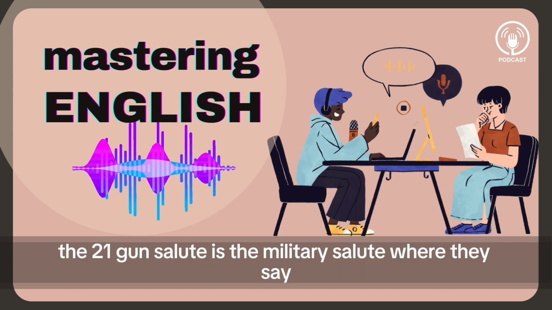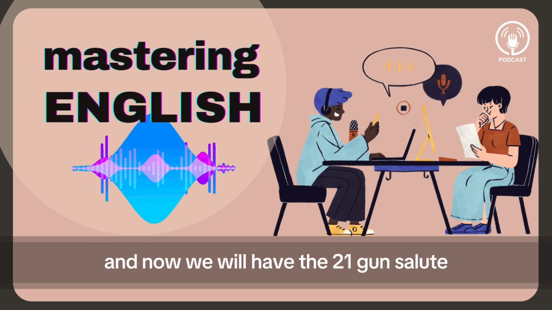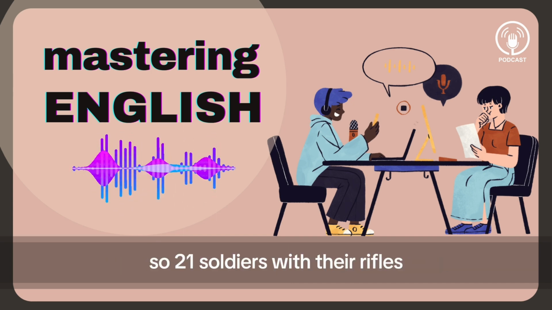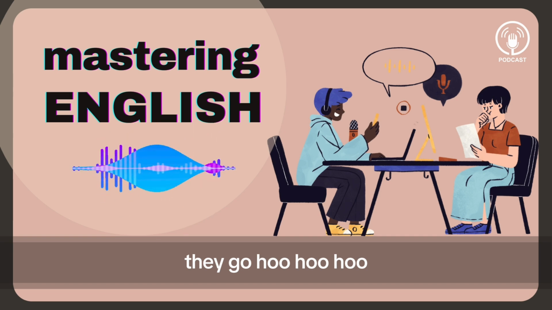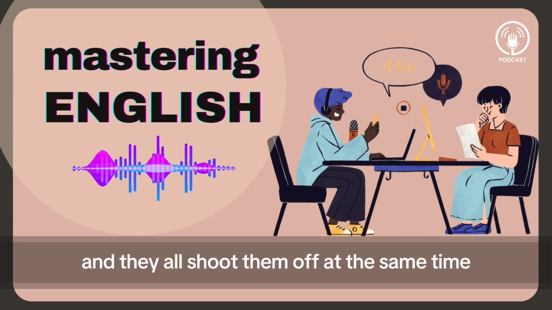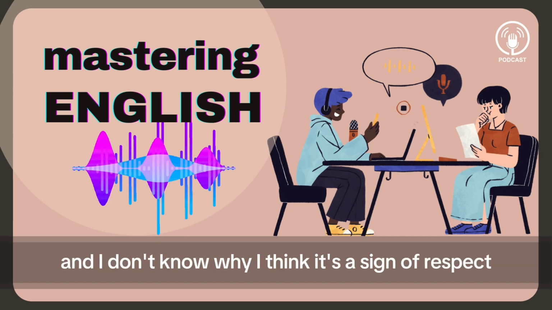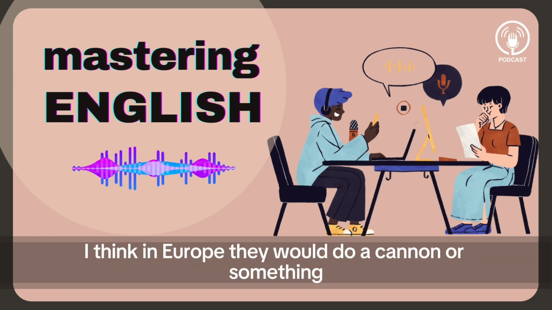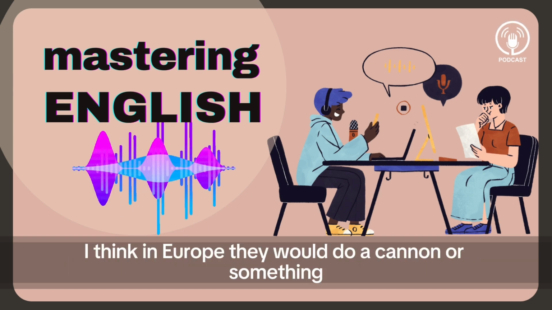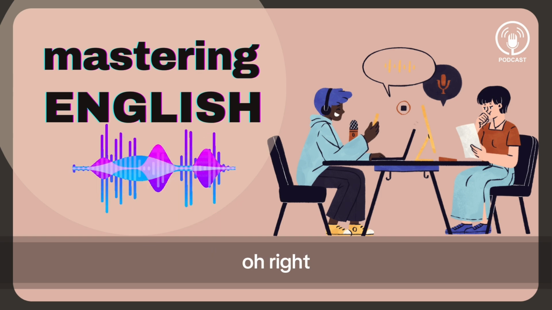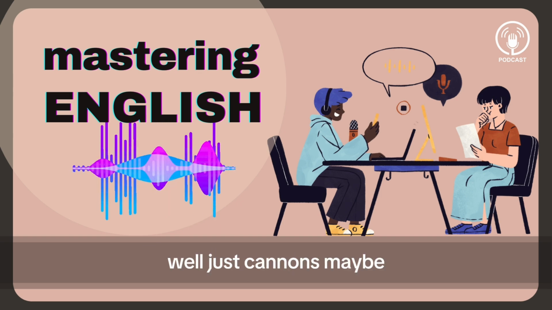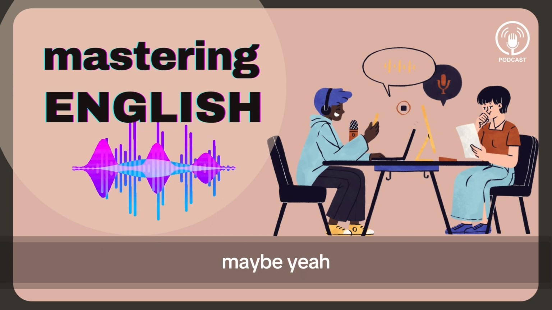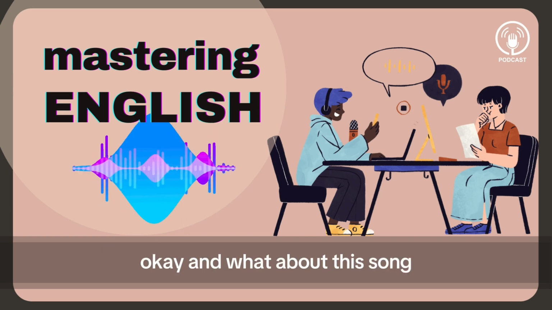The 21 gun salute is the military salute where they say, and now we will have the 21 gun salute. So 21 soldiers with their rifles, they all shoot them off at the same time. And I don't know why. Oh, I think it's a sign of respect, hey? Yeah. Weird respect, though. Shooting guns. I think in Europe they would do a cannon or something. Oh. Right. One cannon salute? No, well, just cannons. Maybe just one cannon. Maybe our European listeners know the answer to this. Okay, and what about this song, Hail to the Chief?